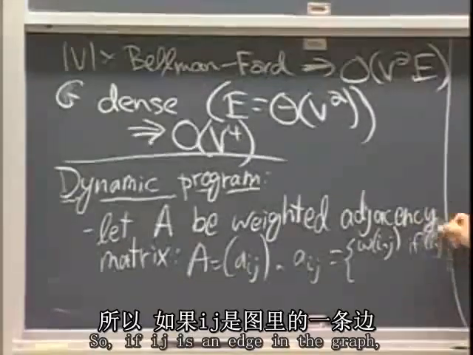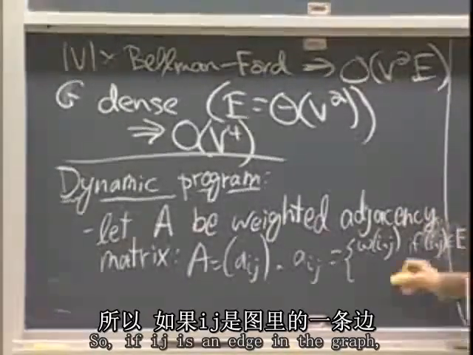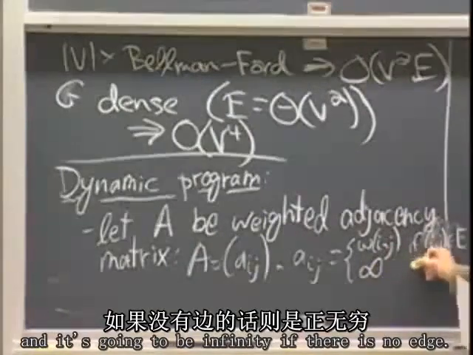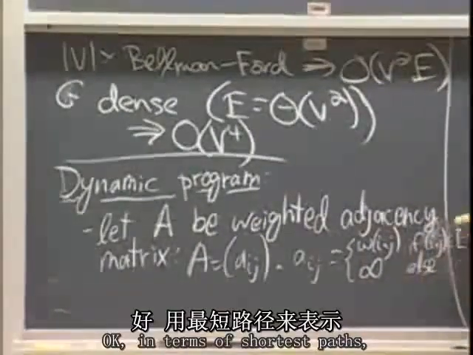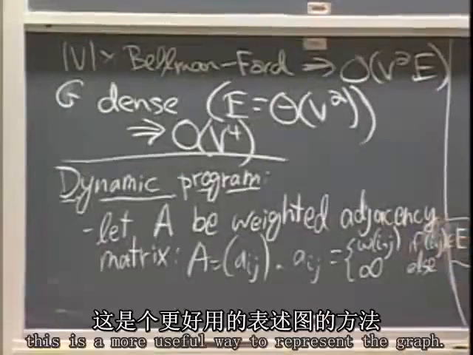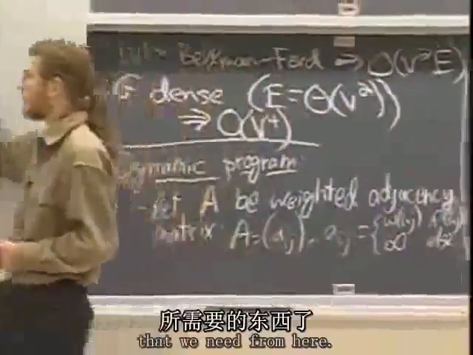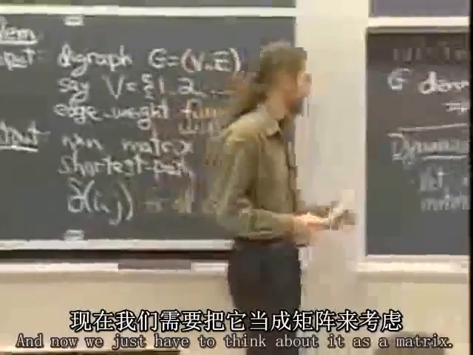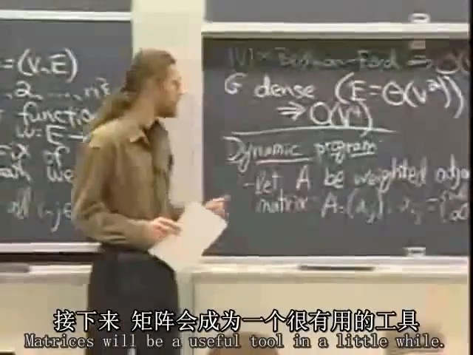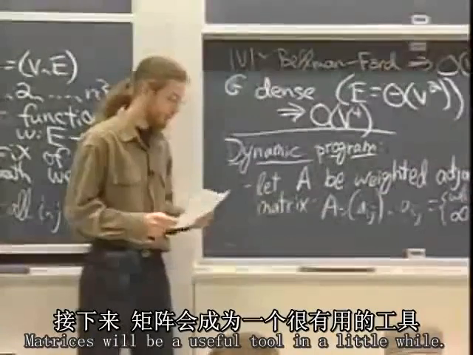So A_ij is the weight of the edge if ij is an edge in the graph, and it's going to be infinity if there is no edge. Okay, in terms of shortest paths, this is a more useful way to represent the graph, right? So this encodes everything that we need from here. And now we just have to think about it as a matrix. And matrices will be a useful tool in a little while.